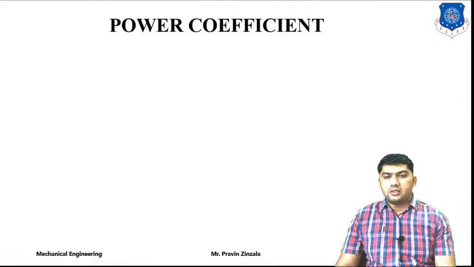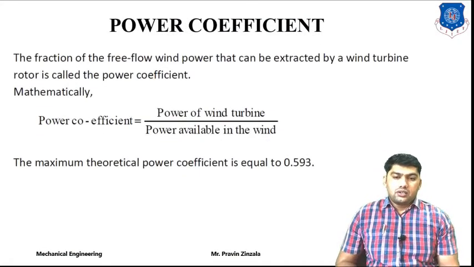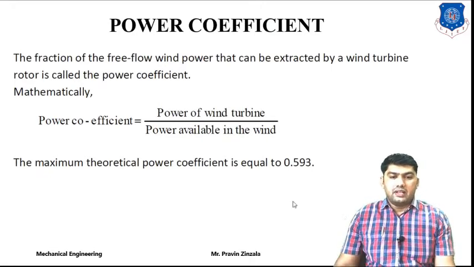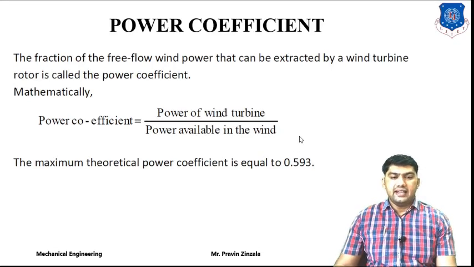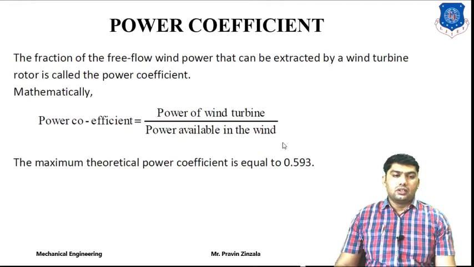First of all, we discuss the power coefficient. It is the ratio of power of the wind turbine to power available in the wind, meaning power of wind turbine divided by power available in wind. In the previous session we discussed power available in wind: P is equal to 1/2 rho A V cube, where A is the swept area, rho is the density and V is the velocity of wind.